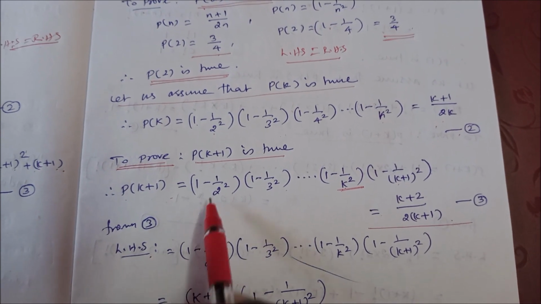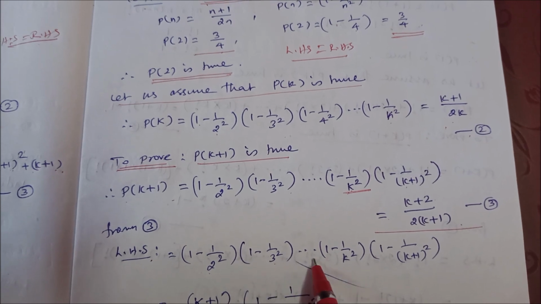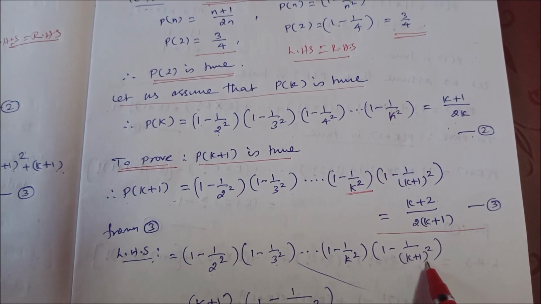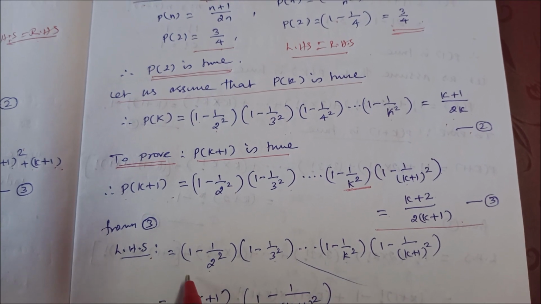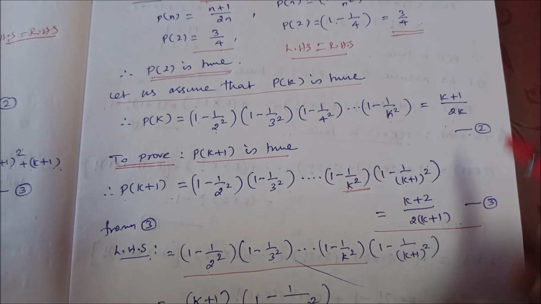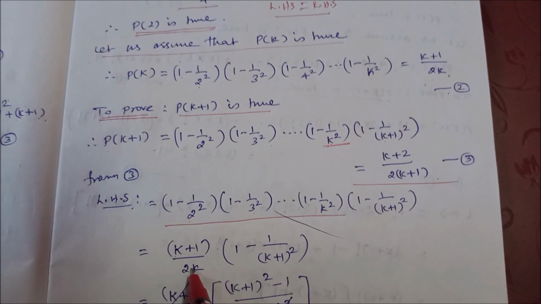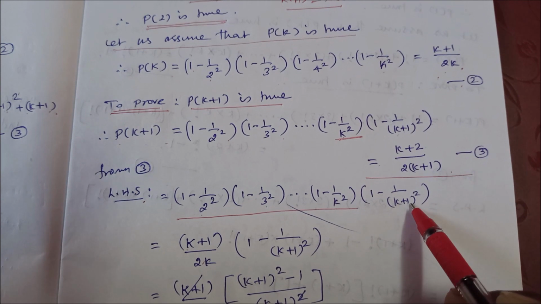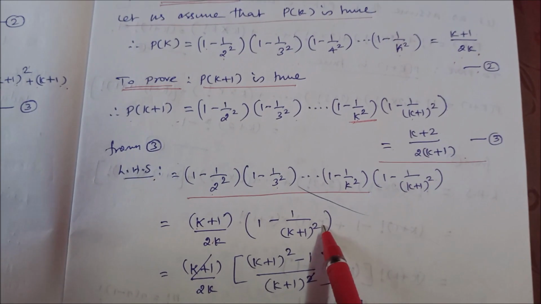From 3, take the LHS of the third equation: (1 minus 1 by 2 square)(1 minus 1 by 3 square) and so on up to (1 minus 1 by k square) into (1 minus 1 by (k plus 1) square). The first k terms are replaced by (k plus 1) by 2k, using equation 2. The remaining term is 1 minus 1 by (k plus 1) whole square.